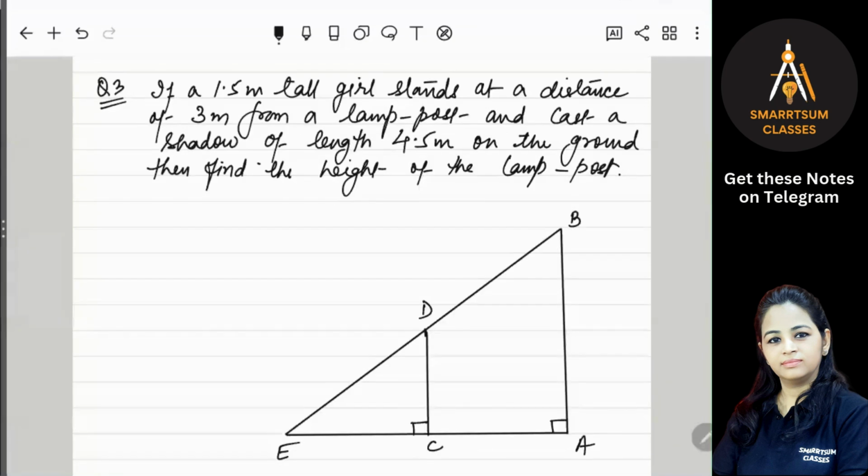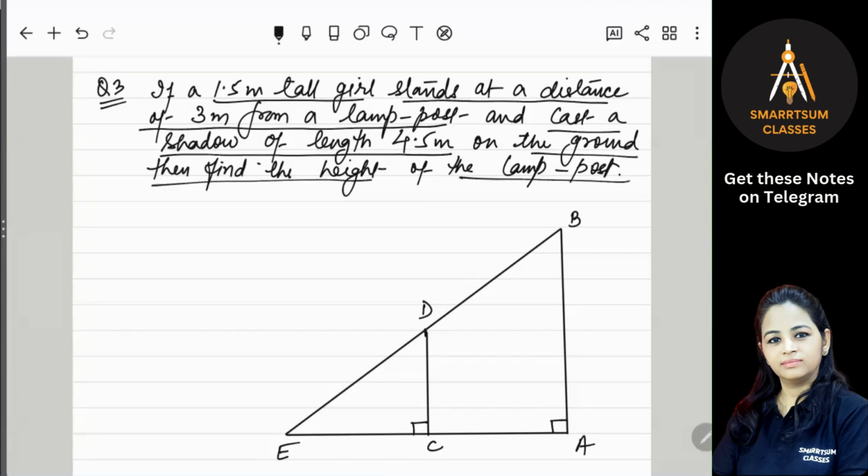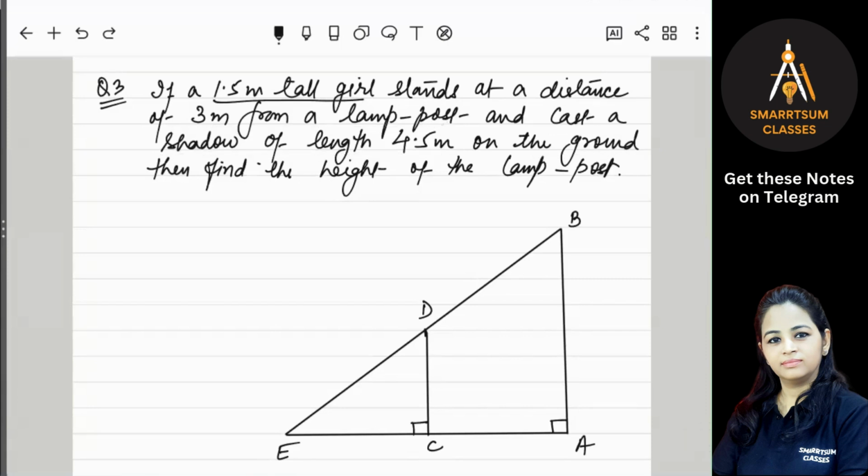Now look at this question number 3. If a 1.5 meter tall girl stands at a distance of 3 meters from a lamppost and casts a shadow of length 4.5 meter on the ground, find the height of the lamppost. Okay, so let's first draw a diagram according to the case given here.